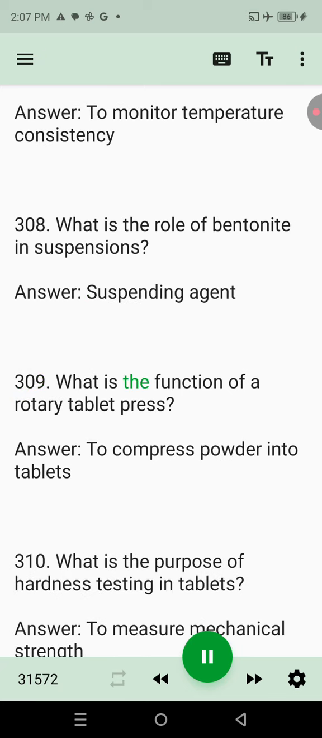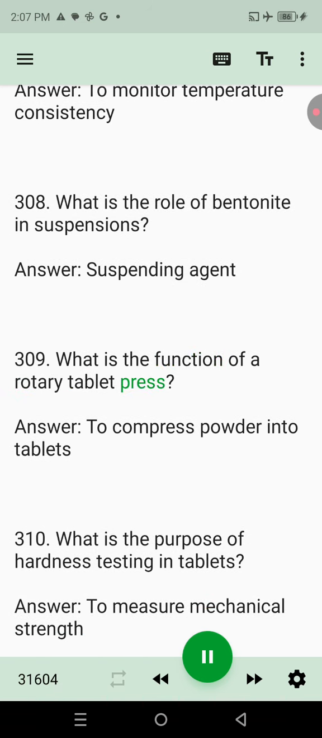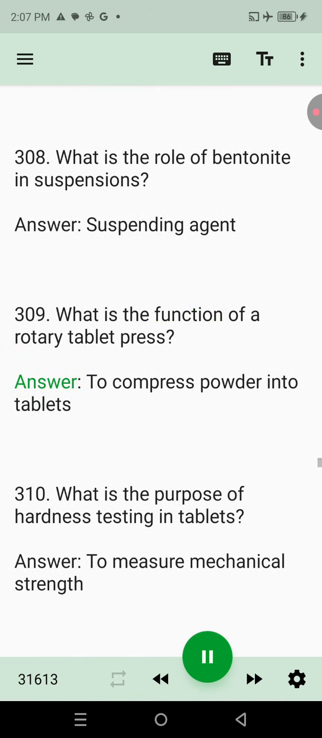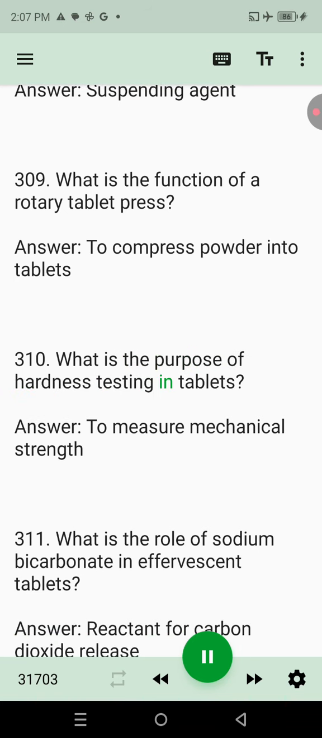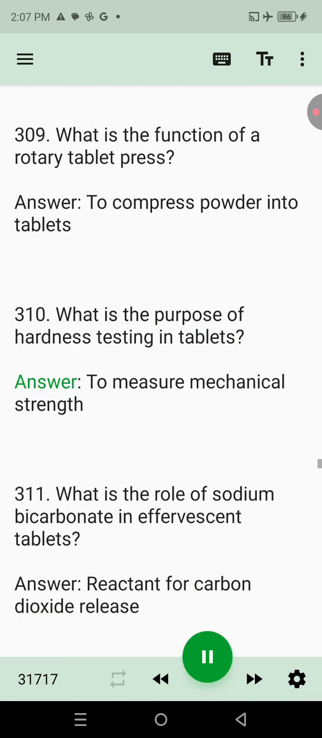309. What is the function of a rotary tablet press? Answer: to compress powder into tablets. 310. What is the purpose of hardness testing in tablets? Answer: to measure mechanical strength.